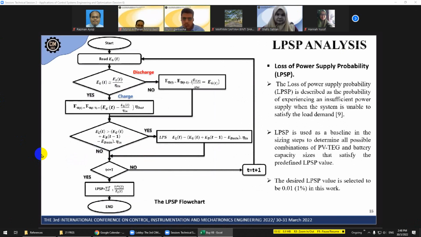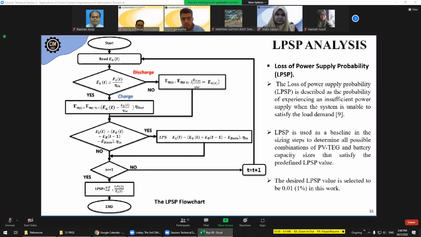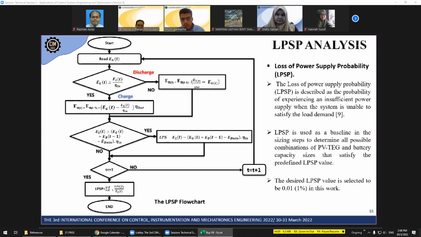First objective function in this work, loss of power supply. Loss of power supply is the ratio between the energy shortage and the demand over a long time. Also, it is used to describe the reliability of the system to supply load. The desired loss of power supply value is selected as 1% in this work.